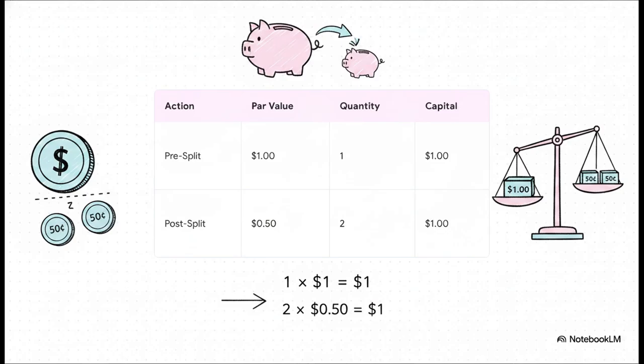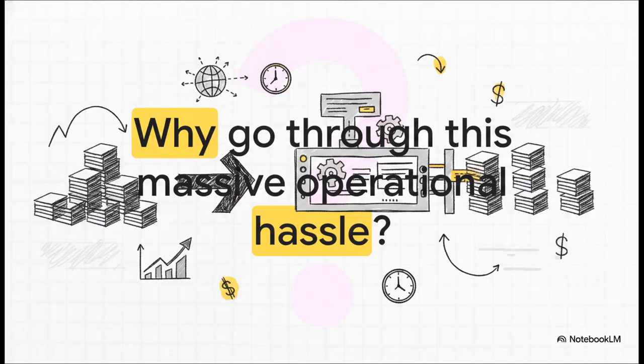When we look at how this math actually hits the corporate balance sheet, it becomes remarkably clear. A 2-for-1 split replaces a $1 par value with 2 50-cent par value shares. $1 multiplied by 1 share equals $1. 50 cents multiplied by 2 shares still equals $1. The total capital value on the ledger is left completely unchanged. The company hasn't magically created new wealth. They've just restructured how that wealth is divided, which naturally begs a very pragmatic question.